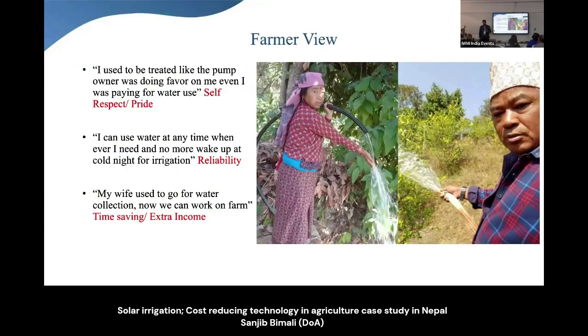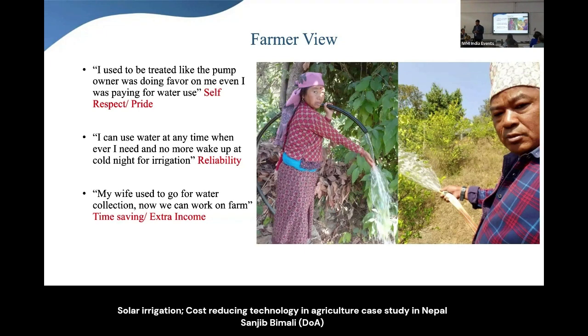Next one. I have collected some of the farmers' views related to the solar pumps. The farmer says he used to be treated as if the pump owner was doing him a favor, even though he was paying money for the water. After the installation of the solar pump, the farmer has a feeling of self-respect and pride. At the same time, I can use the water at any time, whenever I need. No need to stay awake the whole night. Reliability: after installing the solar pump, you can use the water at any time. And the last one, my wife used to go for water collection.